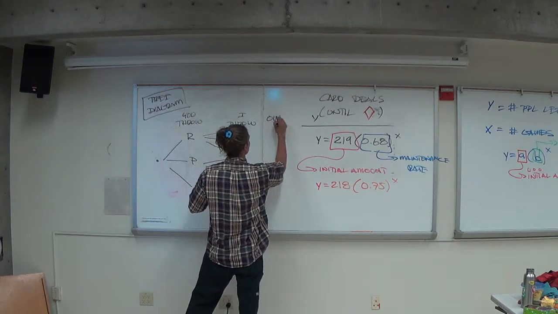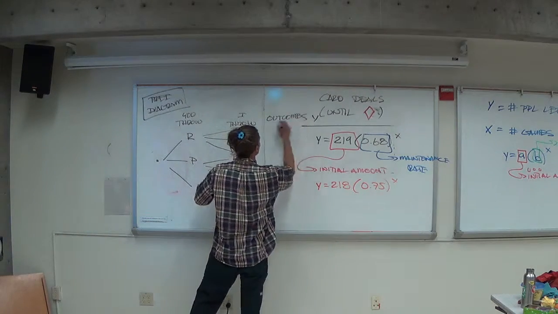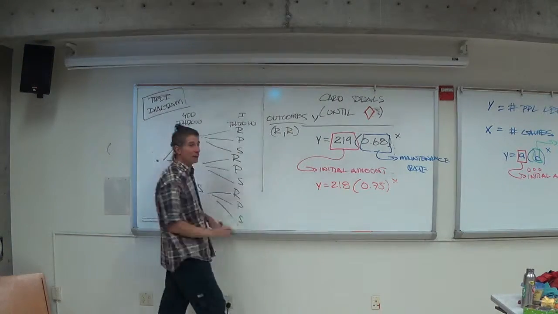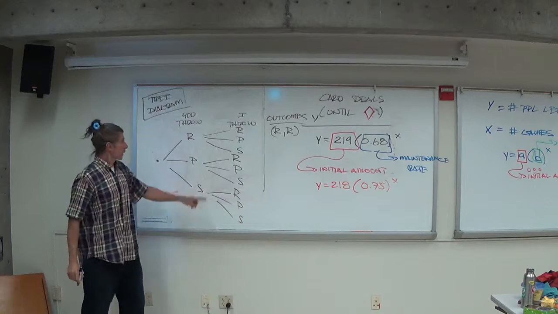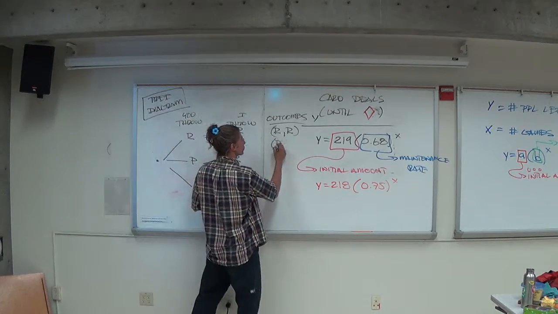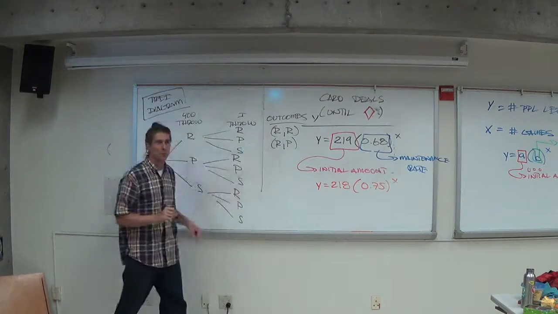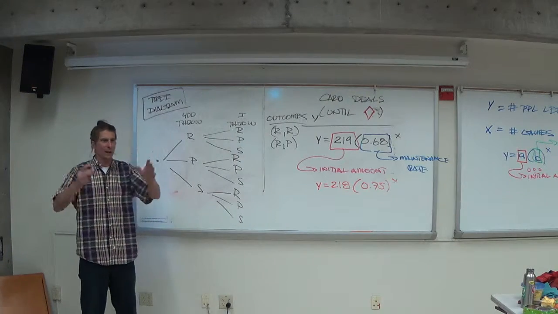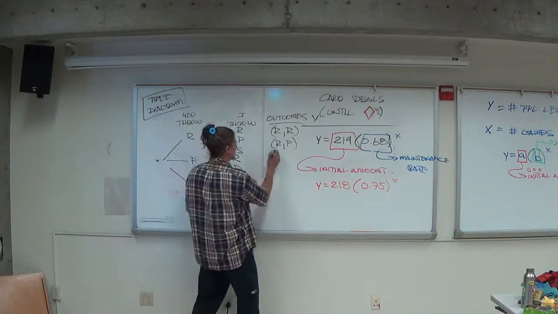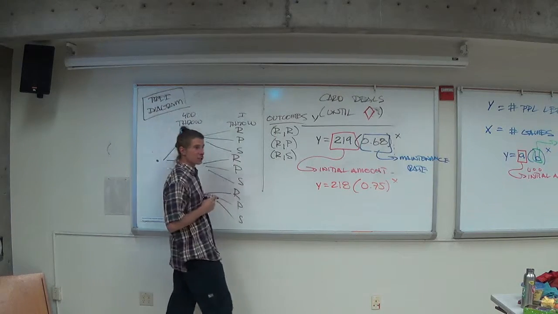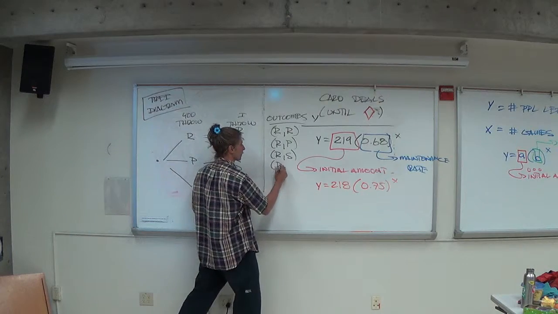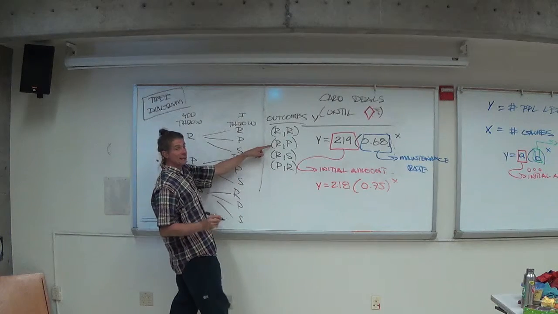Here are the outcomes. Rock, rock. That means you threw rock and I threw rock. Rock, paper. That means you threw rock, I threw paper. I'm making it an ordered pair, if that's okay with you guys, just to keep the whole idea of XY coordinate. If it's RS, you threw rock, I threw scissors. Good so far? PR is different than RP, isn't it?